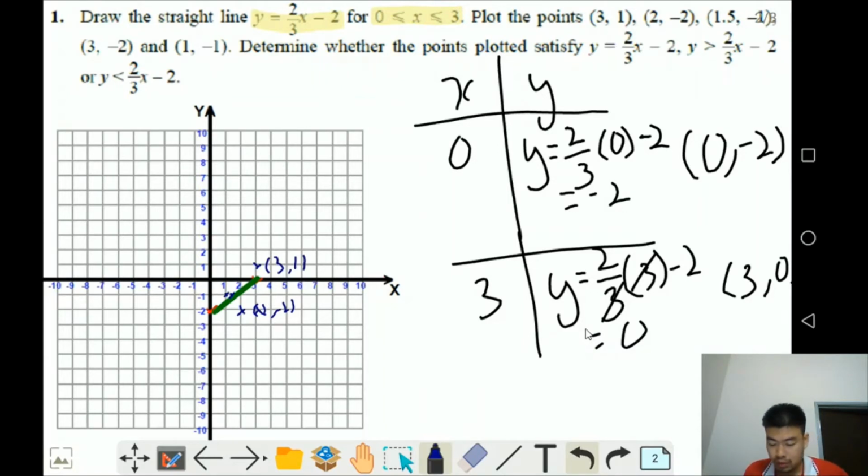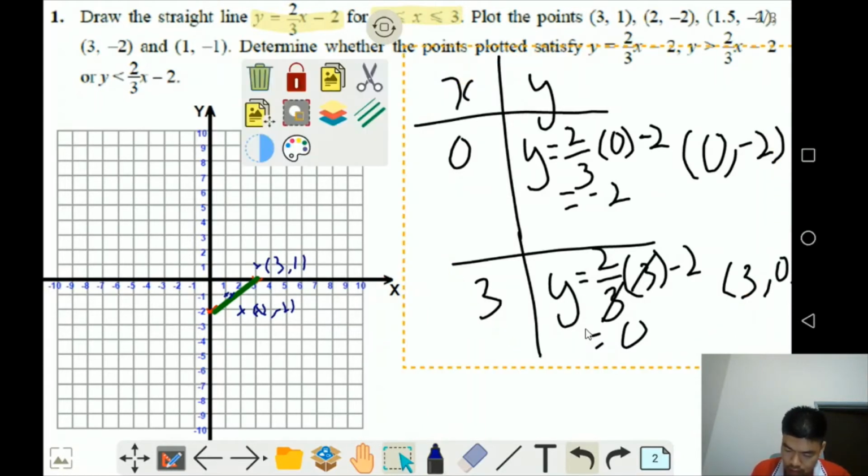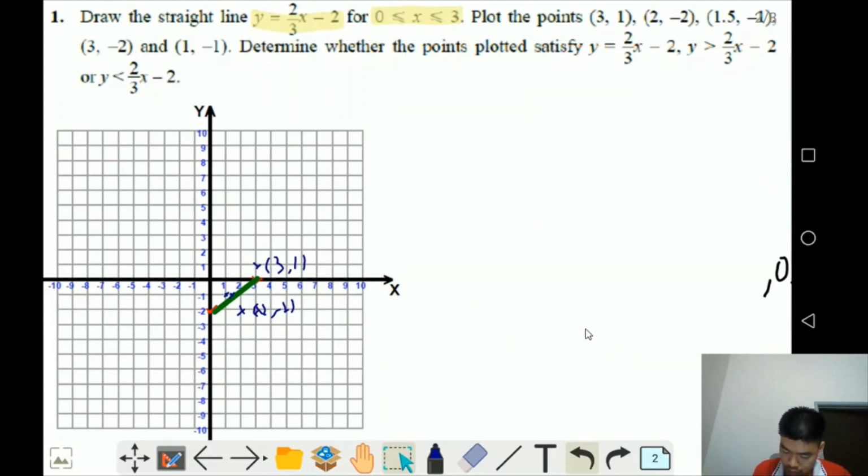Now determine whether the points plotted satisfy which equation or inequality. It is really clear already. Let me wipe this off so that I can write my answer over here. Let me construct the table.